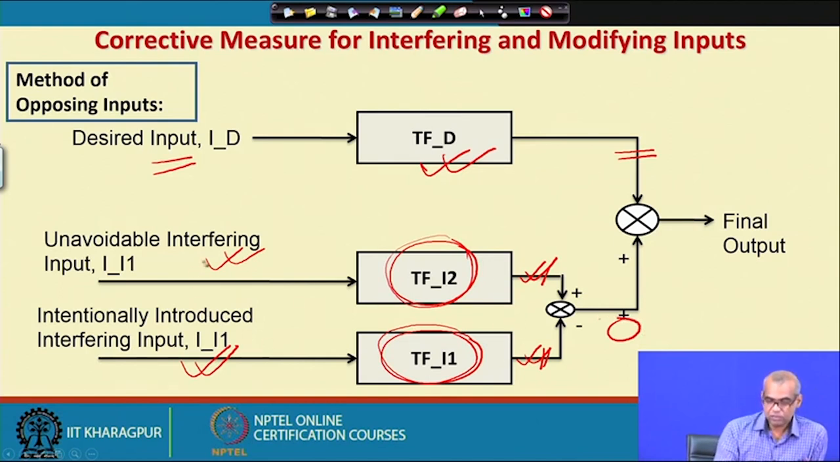The effect of the unavoidable interfering input can be completely cancelled out by the introduction of a suitable interfering input. So, you have to find that suitable interfering input. Then this final output becomes a result of the desired input only, because this signal is now 0. This and this are equal and opposite and cancel each other out.